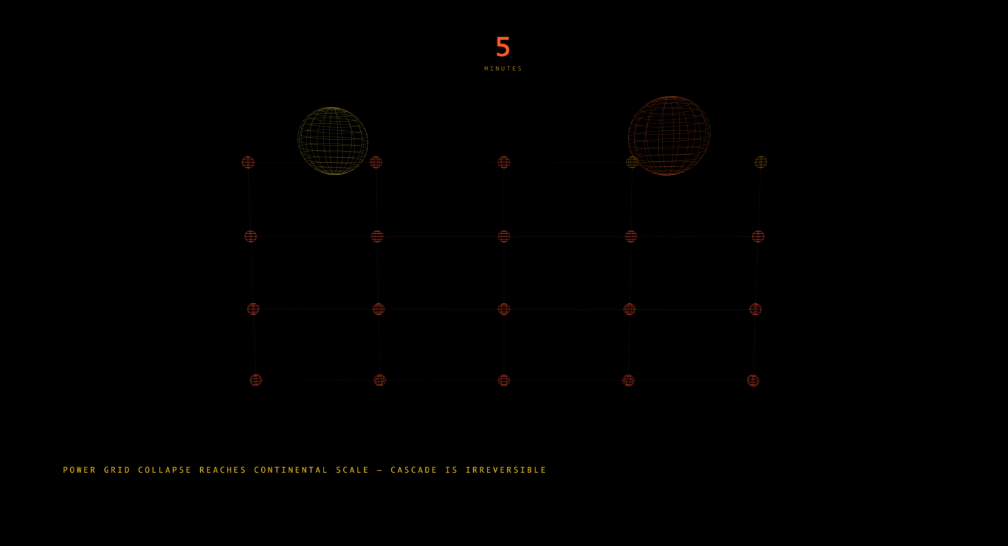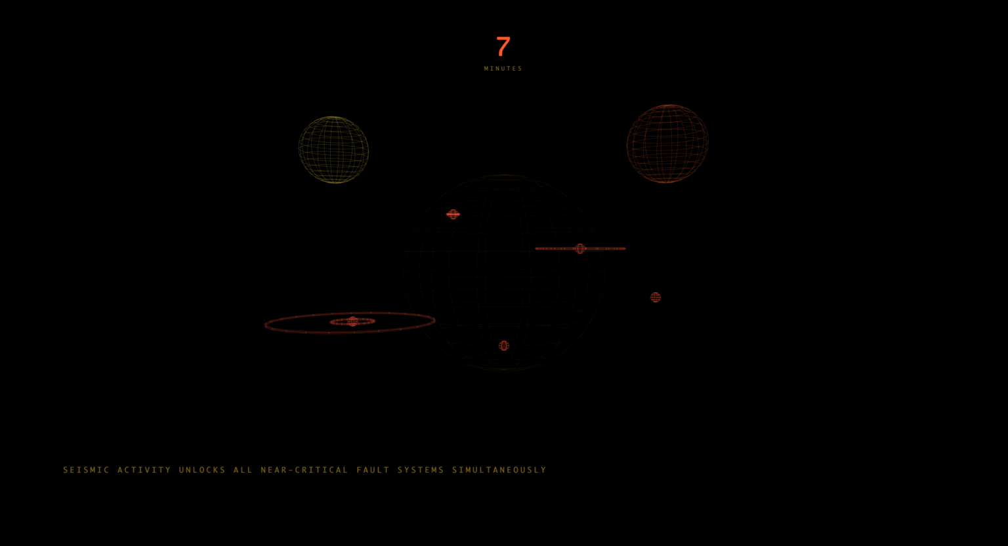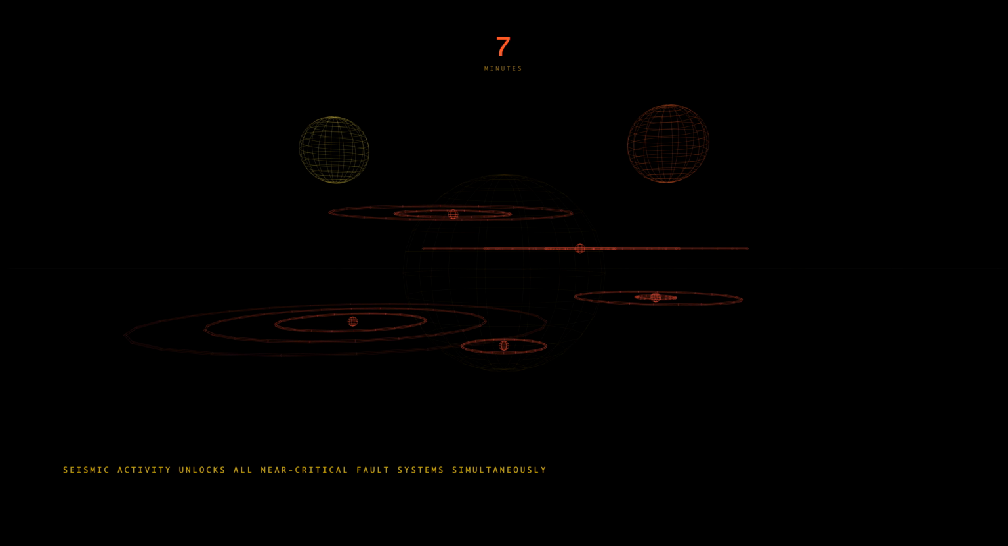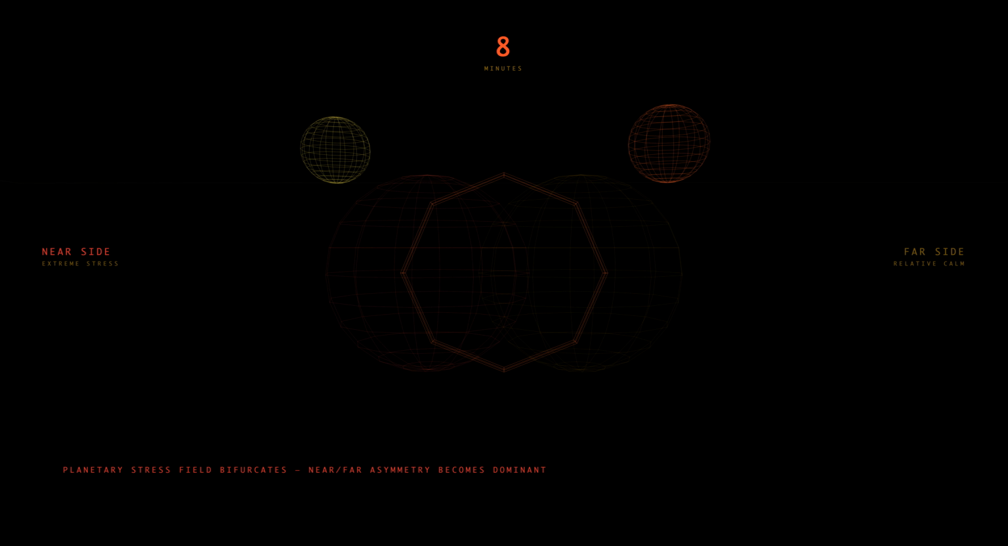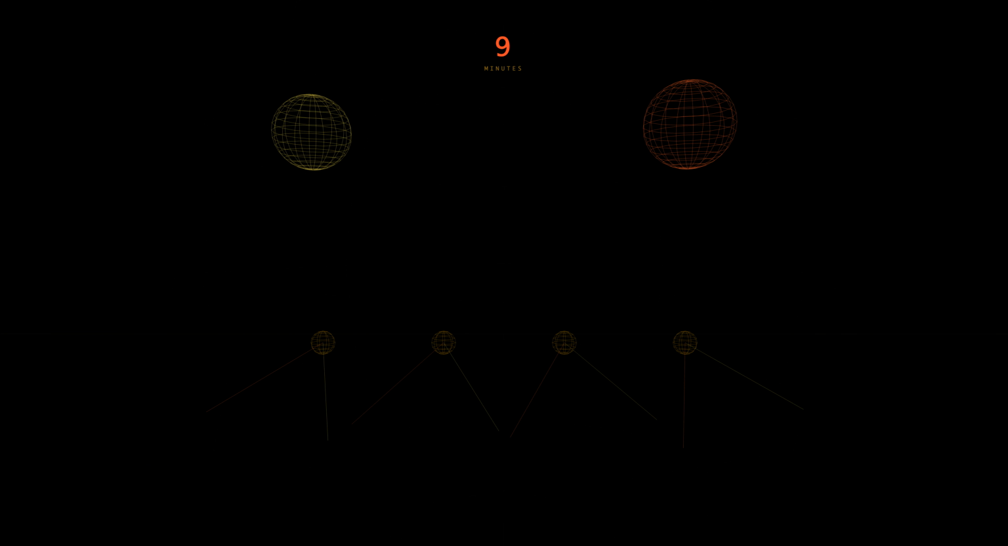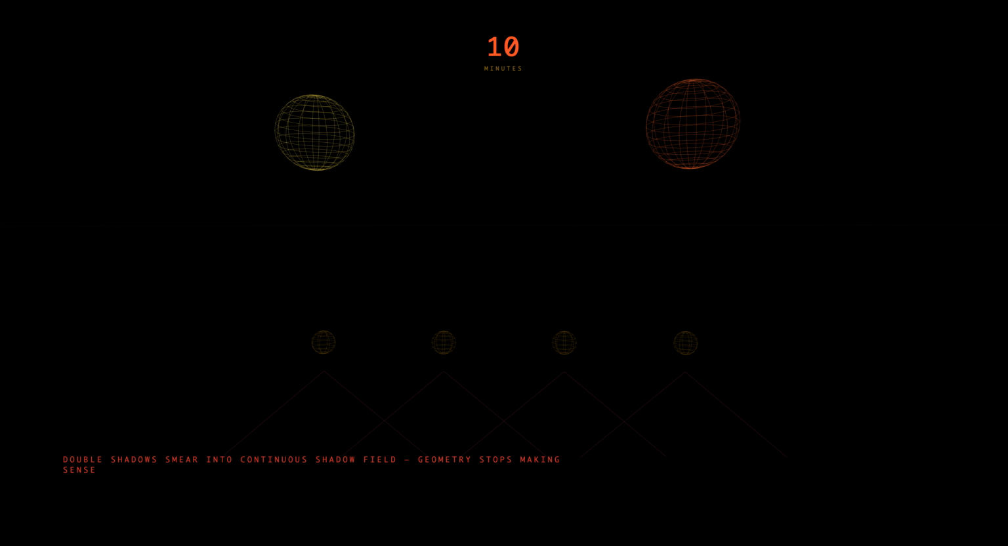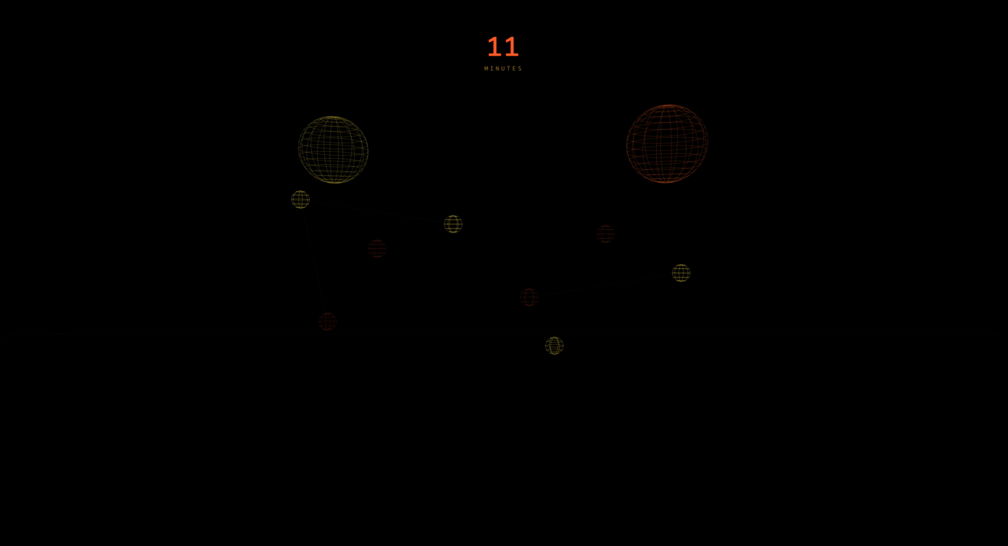Minute 6. Ocean-atmosphere coupling enters behavior no civilian model was tuned to handle. Minute 7. Seismicity rises in synchronized clusters. Minute 8. Near-side thermal and gravitational stress diverges sharply from far side. Minute 9. The sky itself loses familiar contrast. The blue channel washes out into a white-gold scatter field. Minute 10. 2 shadows smear at the edges, not because there is less light, but because there is too much medium in motion.